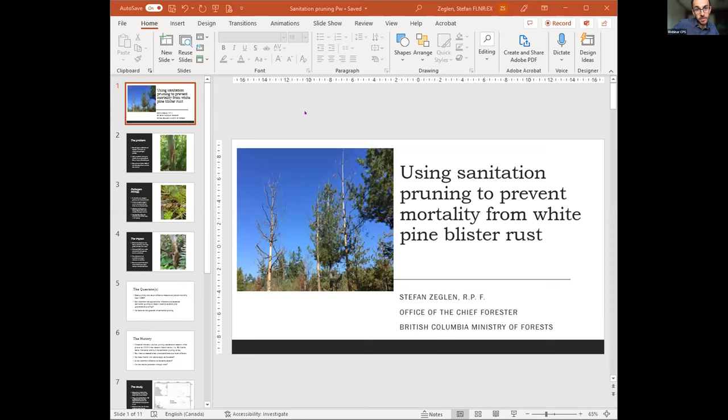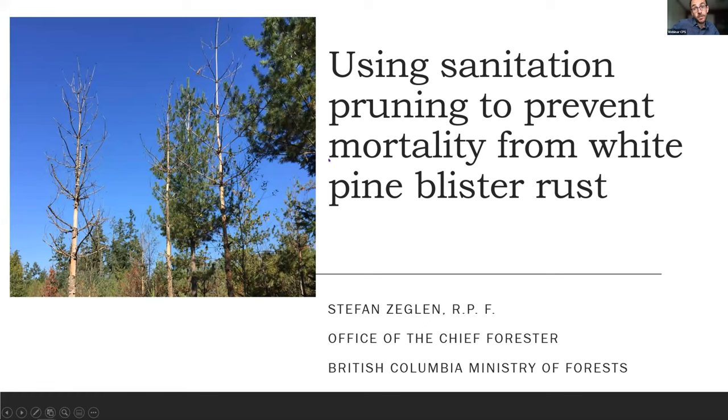Yeah. Maybe we should move on with the next presenter, Stefan Ziglen from the BC Ministry of Forests. We're going to go into silvicultural practices. There are different ways to manage tree rust: breeding for resistance, but also silvicultural practices. This is a big thing in forestry, and Stefan is going to give us a little flavor of these practices with white pine and the infamous white pine blister rust, Cronartium ribicola, which devastated five-needle pines, white pine, in North America. So Stefan, I think the room is yours.